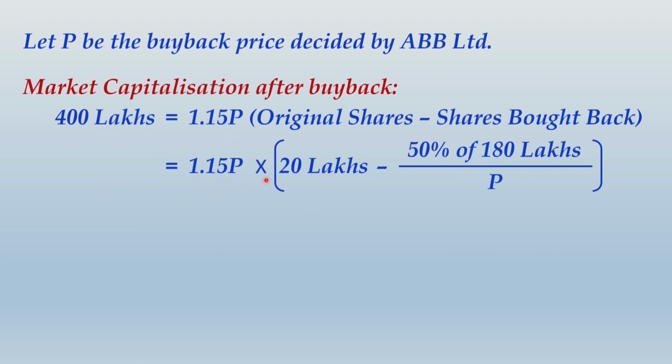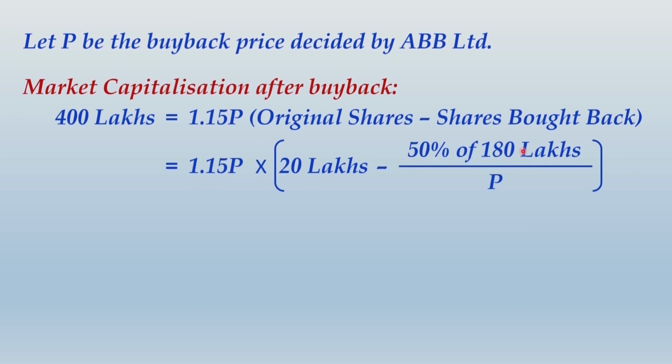1.15P multiplied by, within brackets, the original number of shares, which were 20 lakh shares. And how will we know the number of shares to be bought back? Very simple. The company has 180 lakhs of cash surplus and wants to utilize 50% of that for the buyback. Now 50% of 180 lakhs will be 90 lakhs.